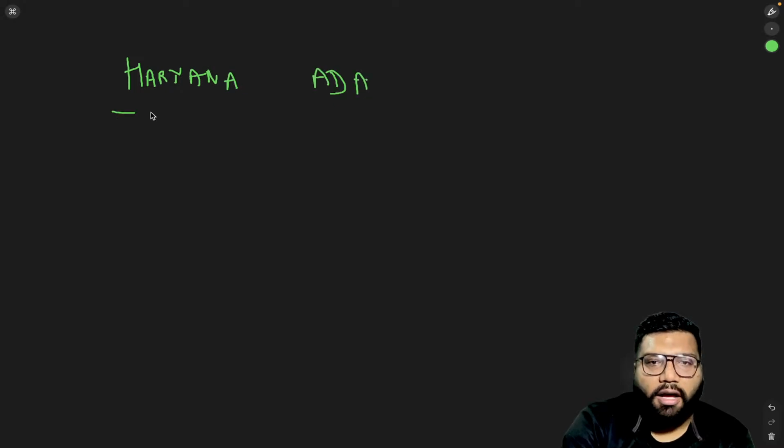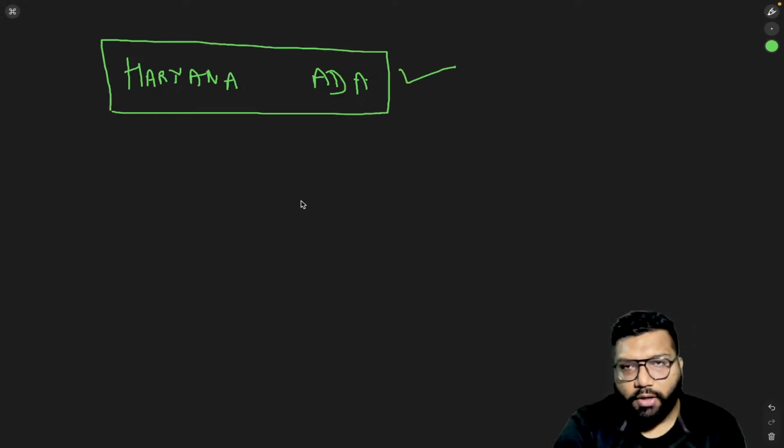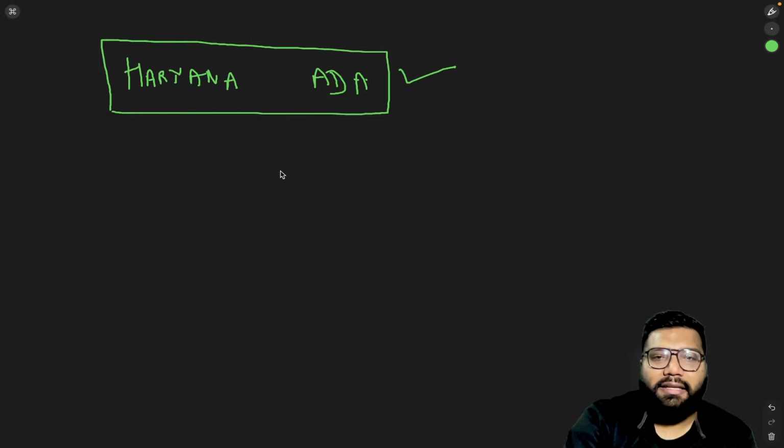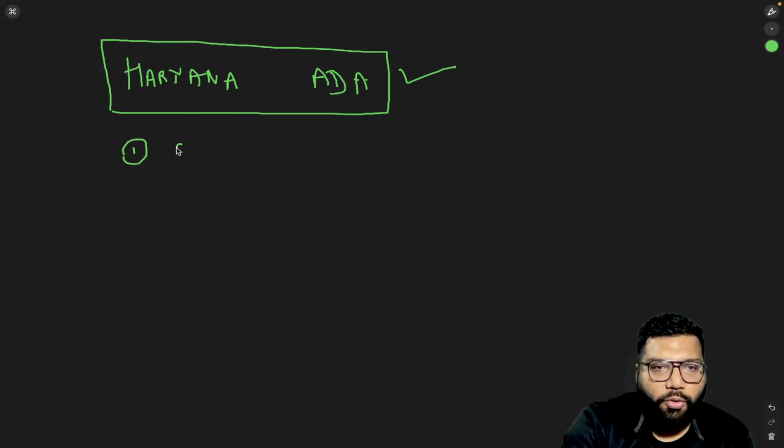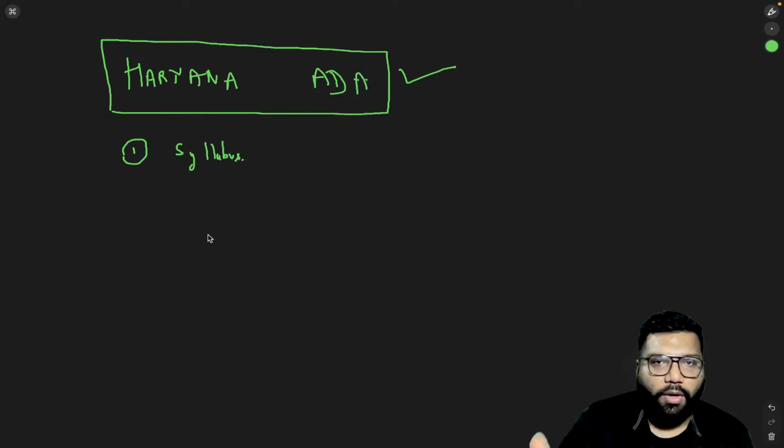Tanishq, when it comes to Haryana ADA, for all the students who are not aware, the notification is out. Now coming to how one can easily prepare for the Haryana ADA exam. The first thing you need to do is go through the syllabus. This is step 1. In this syllabus, you will find all the major subjects like IPC, Evidence, CrPC, CPC, then Hindu law, Muslim law, Sale of Goods Act, Partnership, and so on. So first, go through the syllabus.